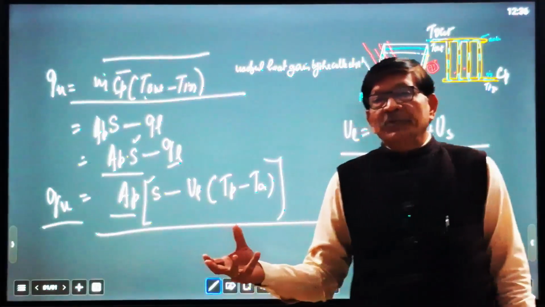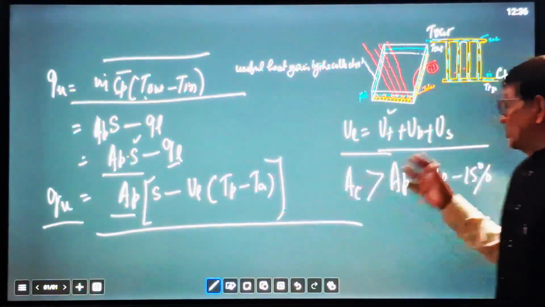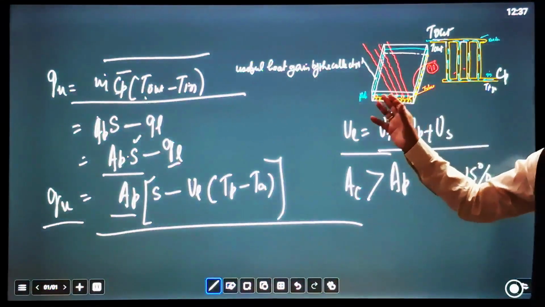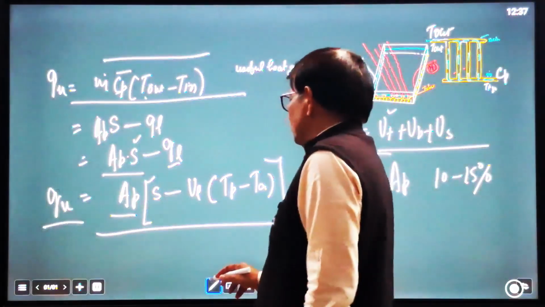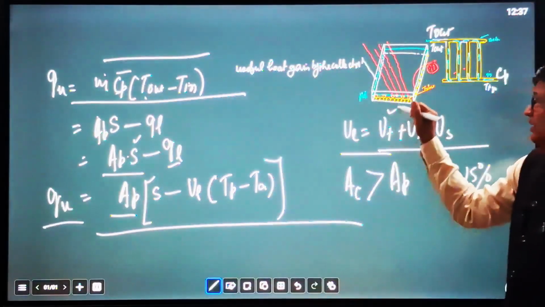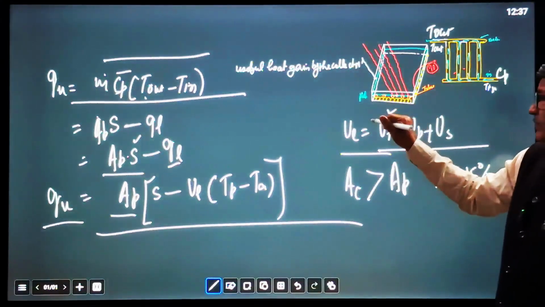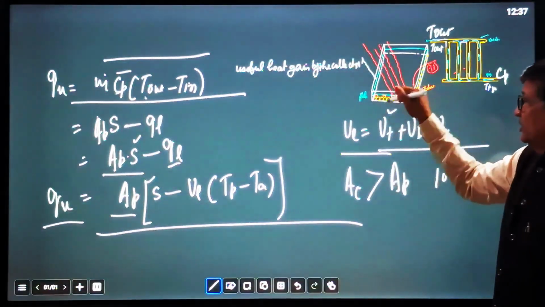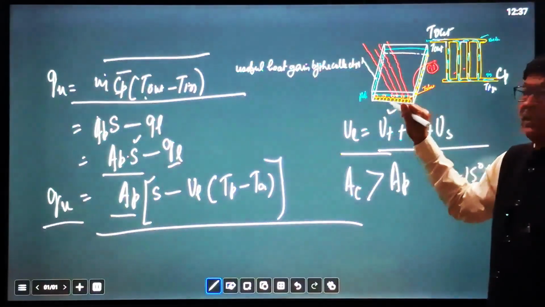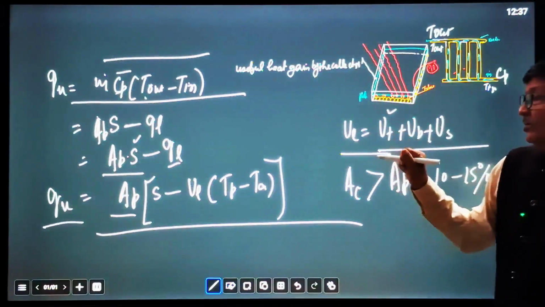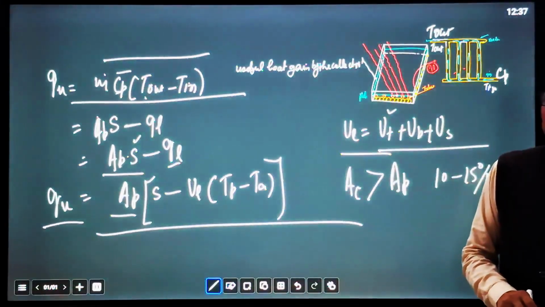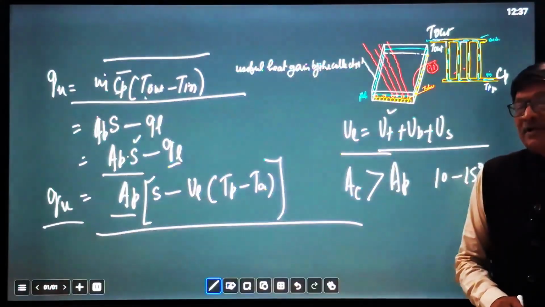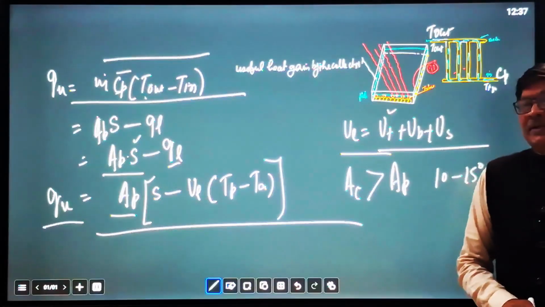How much useful heat gain rate is transferred to the flowing fluid in the tubes? That is the useful heat gain. Useful heat gain here means useful heat gain by the absorber plate, because we are still not talking about how much energy from the absorber plate reaches the collector tubes. So this is the useful heat gain by the absorber plate, and how much of this will be transferred to the flowing fluid is a matter of discussion.